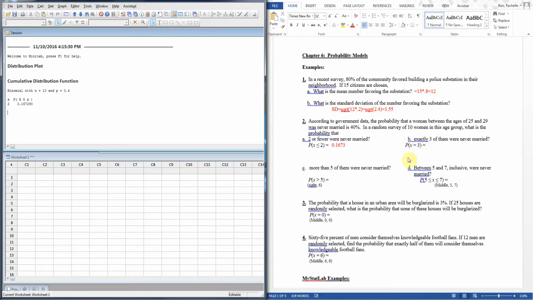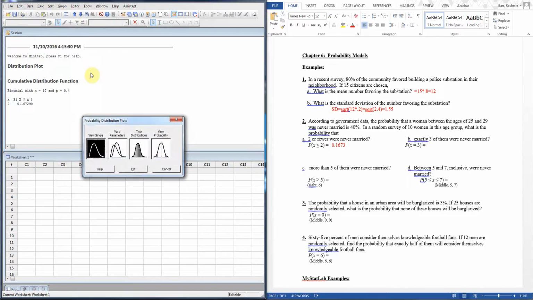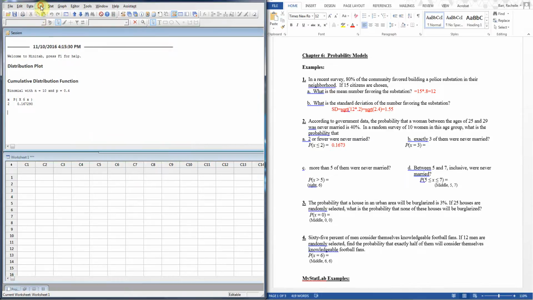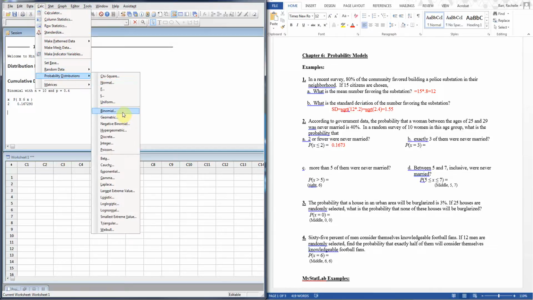So next I want to do exactly 3. Well, to do exactly 3 in the probability distribution plot is not really possible. So, oh no, let's hit cancel. But I can do that with the calculate menu. So we're going to calculate probability distribution binomial.